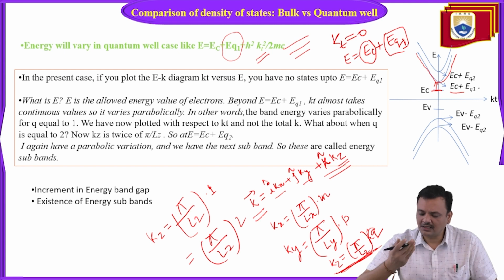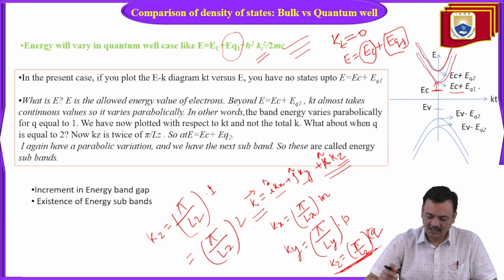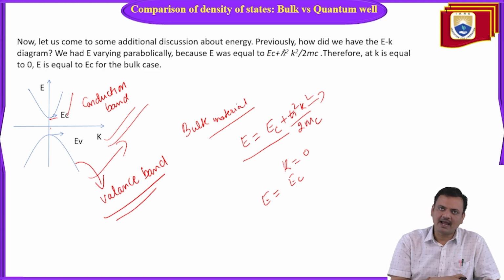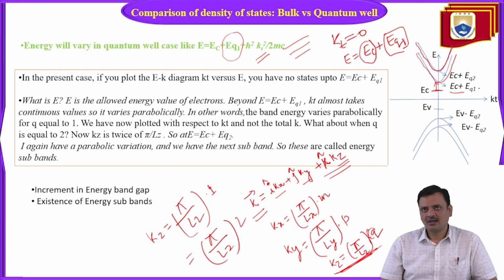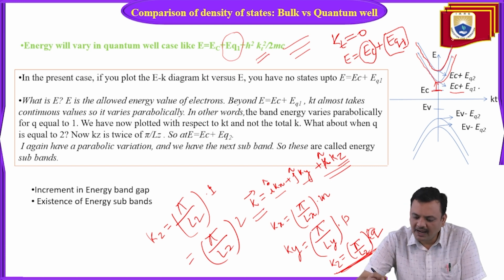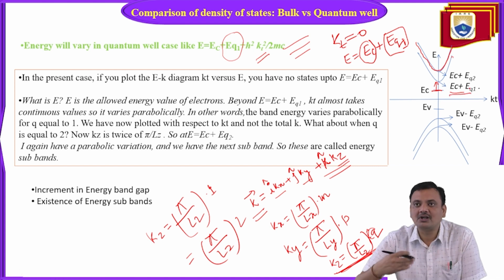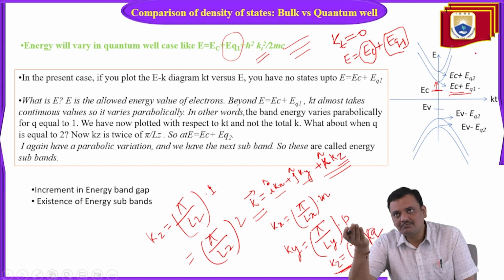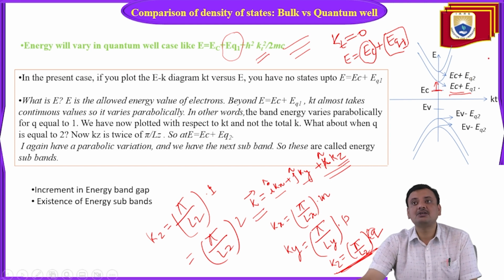So here you can also get a next band, and these bands are known as sub bands. But in the case of bulk, you will get two well separated bands for a semiconductor, and those bands are known as either the conduction band or the valence band. But here, for q is equal to 1, you will get one band, and its lowest energy is Ec plus Eq1. For q is equal to 2, you will get a second band, and that band's lowest energy is Ec plus Eq2.